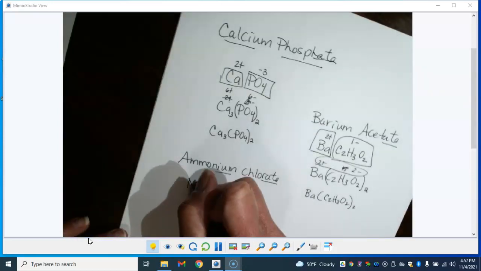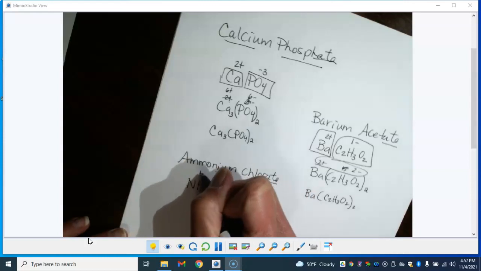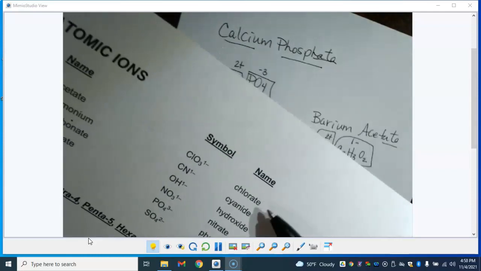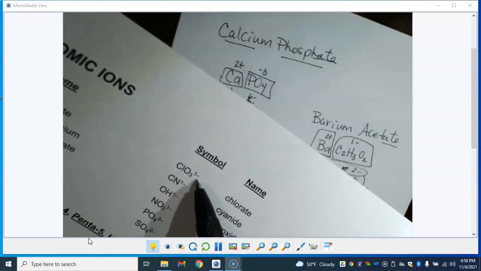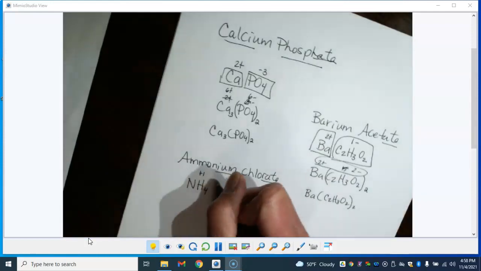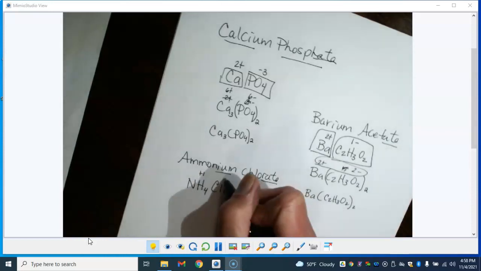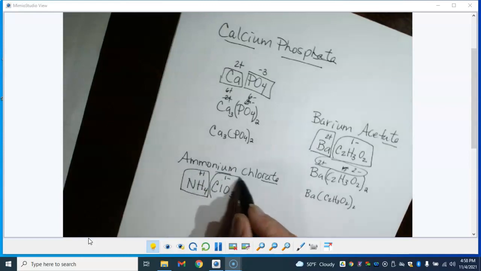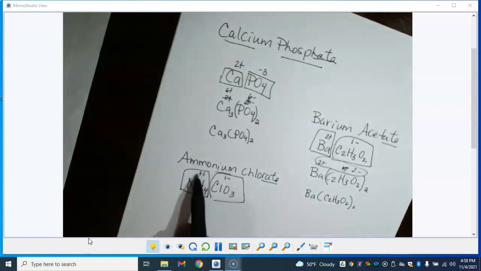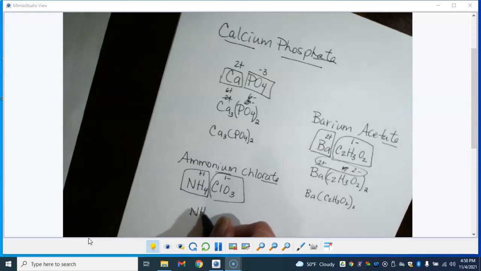So I'm going to write NH4, put +1 above it. And I'm going to find chlorate. Chlorate is at the top of the list. This is ClO3 with a -1 charge or oxidation number. So ClO3, and that's a -1 charge. So this is one ion, and this is another ion. When I add their oxidation numbers up, they equal 0. So my final formula is just NH4ClO3. And that's it.